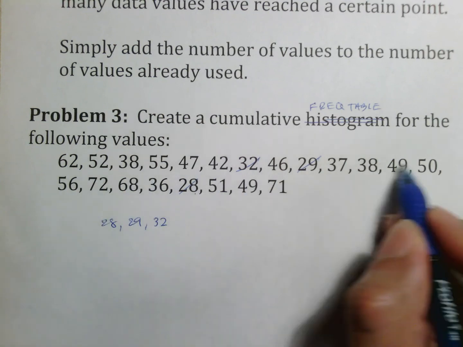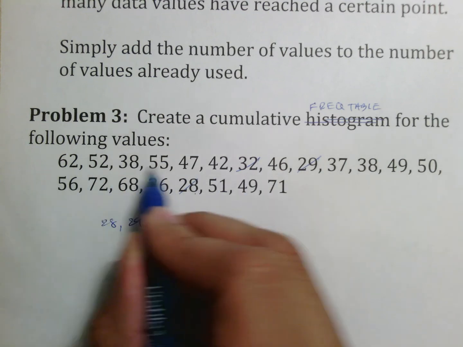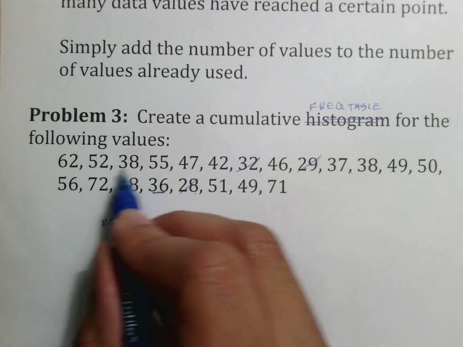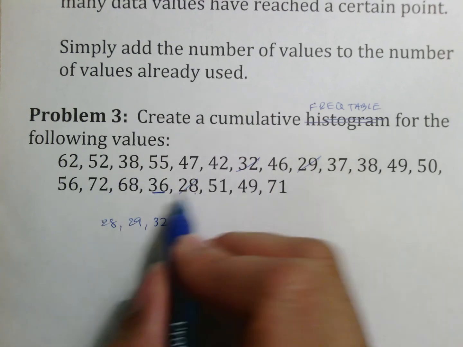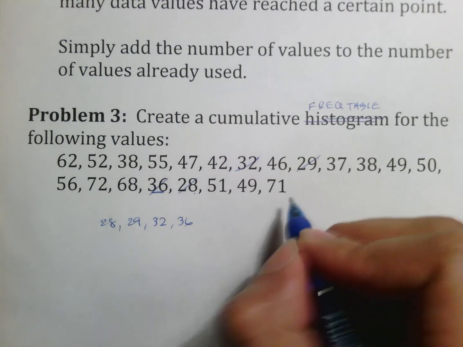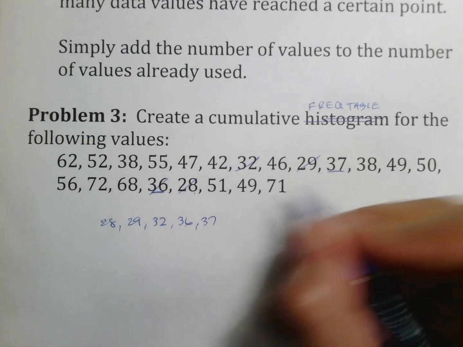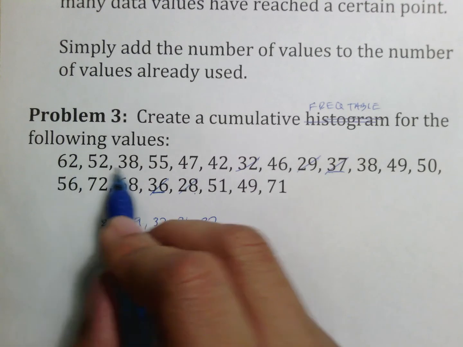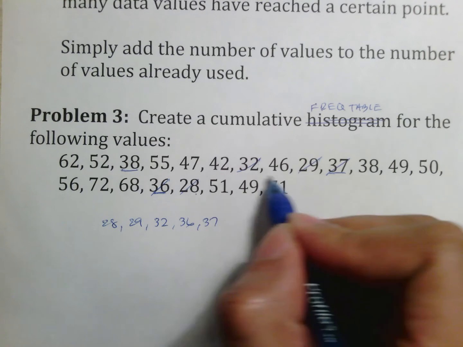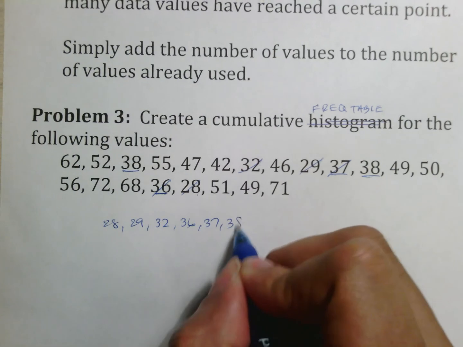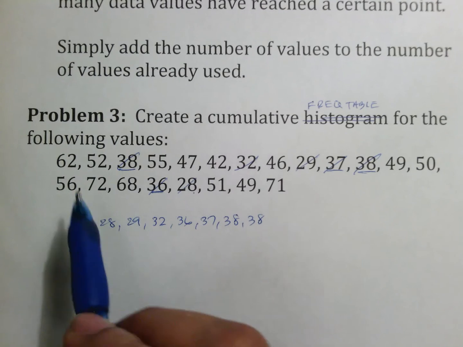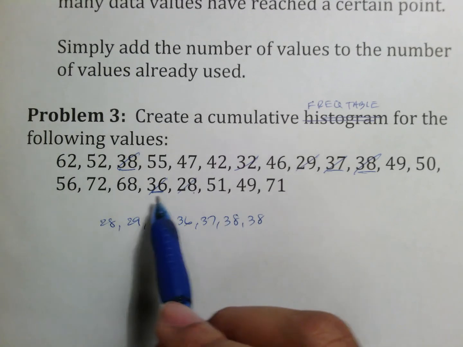34. 35. Nope. 36. I believe I saw at least one 36. I think that was it. Cross that out. 37 I saw somewhere. I think it was just one of those. And then 38 and 38, so two 38s. Both of those get crossed out so I don't lose them, and I know I dealt with them both. And I don't think there's any more 20s or 30s in this list.